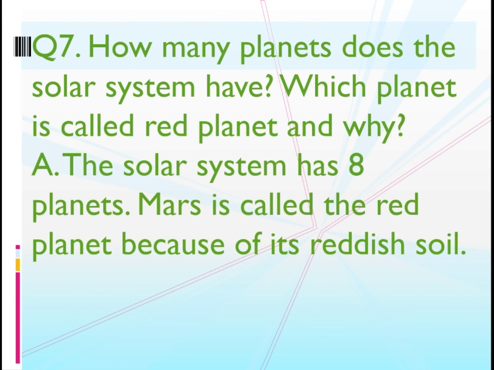Coming to your next question. How many planets does a solar system have? 8 planets. Which planet is called the red planet and why? Mars, isn't it, children? Because it has reddish soil. So that is your reddish planet which has reddish soil, Mars. Write this answer in your classwork and learn them.